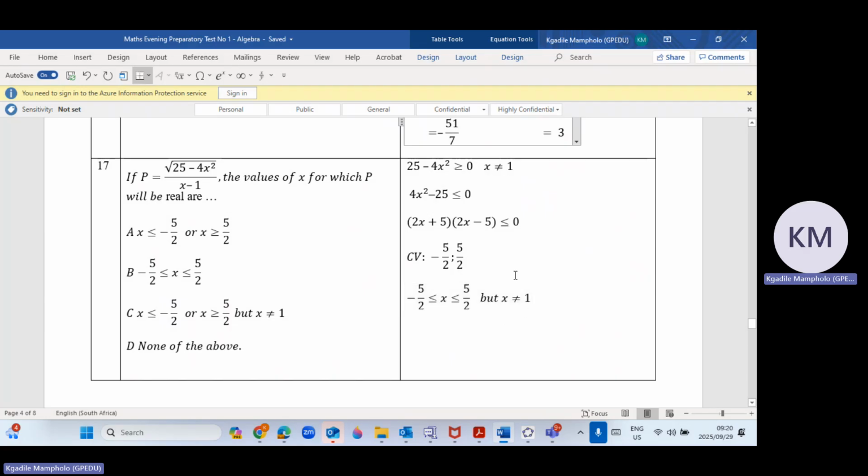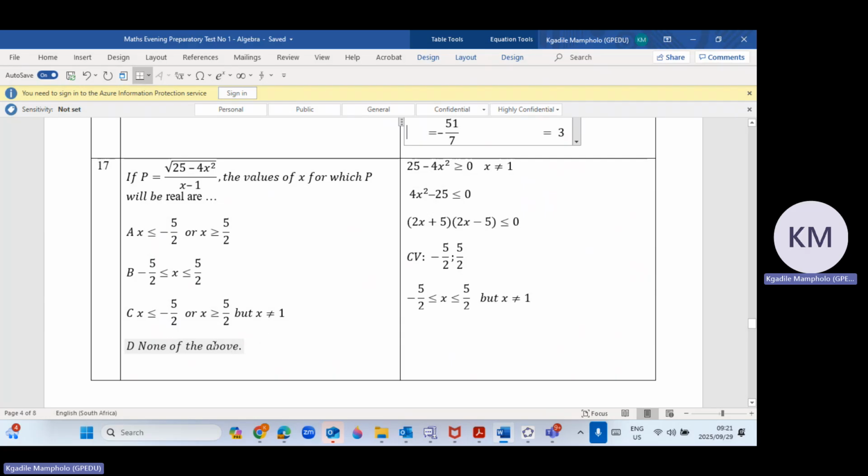But in this case, 1, which should not be part of the solution, is between these two values. So it means x is between minus 5 over 2 and 5 over 2, but it cannot be 1, otherwise we'll have undefined. So in this case, your answer will be between negative 5 over 2 and 5 over 2, but x should not be equals to 1. It means D will be the correct option.